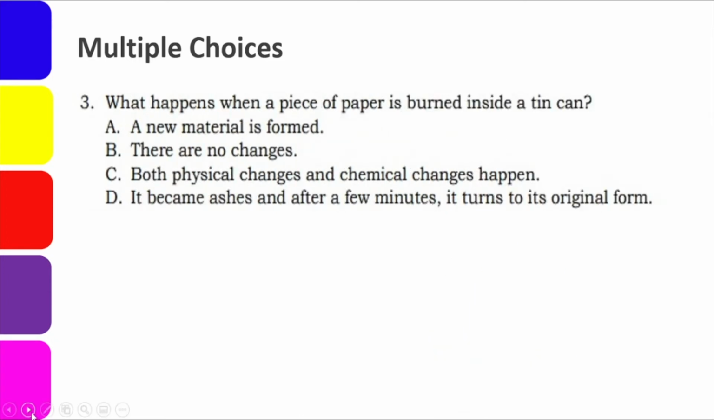For the number 3 question, what happens when a piece of paper is burned inside a tin can? Imagine it, and don't consider the tin can. Just the paper burning inside the can. What happens? A. A new material is formed. B. There are no changes. C. Both physical changes and chemical changes happen. Or D. It becomes ashes and after a few minutes, it turns to its original form.